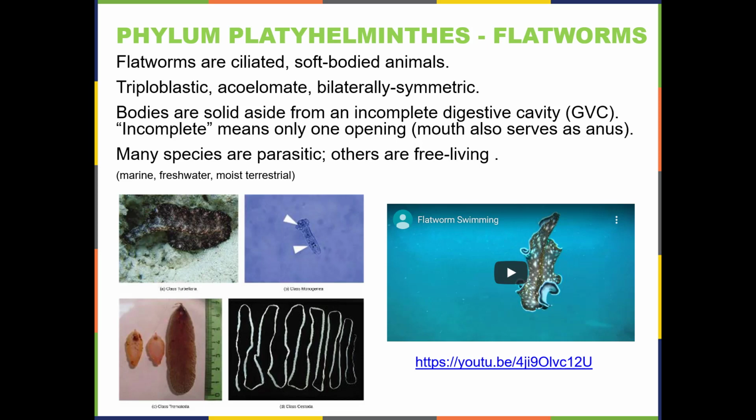Now, the Platyhelminthes includes species that are parasites, such as the tapeworm and the fluke, and also species that are free-living, which means non-parasites. The environments that they live in are typically marine, freshwater, and then some terrestrial environments.